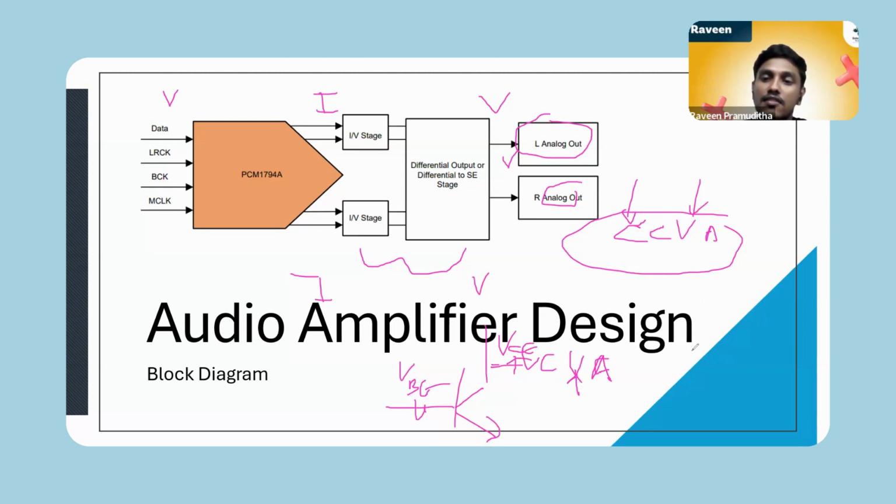Then as the second one, I can use voltage controlled current output amplifiers. It means I input the voltage and I can get the output as current. For that, I can use MOSFET transistors. With the MOSFET transistors, I can change the VG gate voltage, and according to the VG voltage, I can change the amplified drain current.